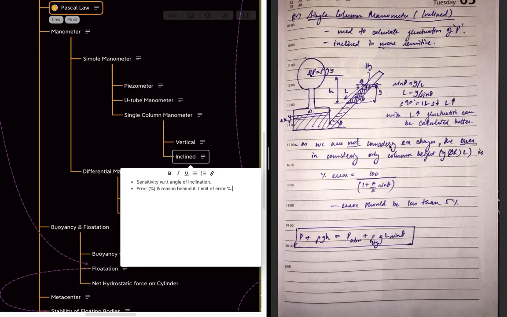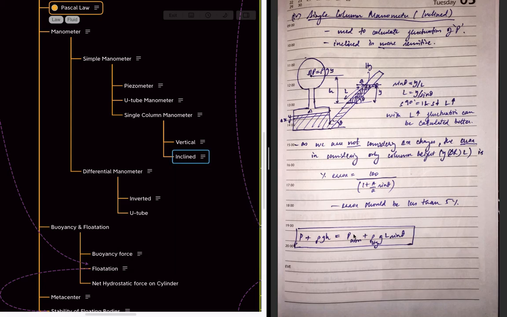And basically we are not considering the change in this part, and due to that there can be some error, but the error percentage is small. We are able to accept errors which are less than 5%, that is an acceptable level. And the pressure at this point will be P plus rho gh is equal to P atmosphere plus rho g L sine theta. So this is the cross section at the interface. At this point we are calculating the pressure, which should be equal on both sides. So that's how we get it.